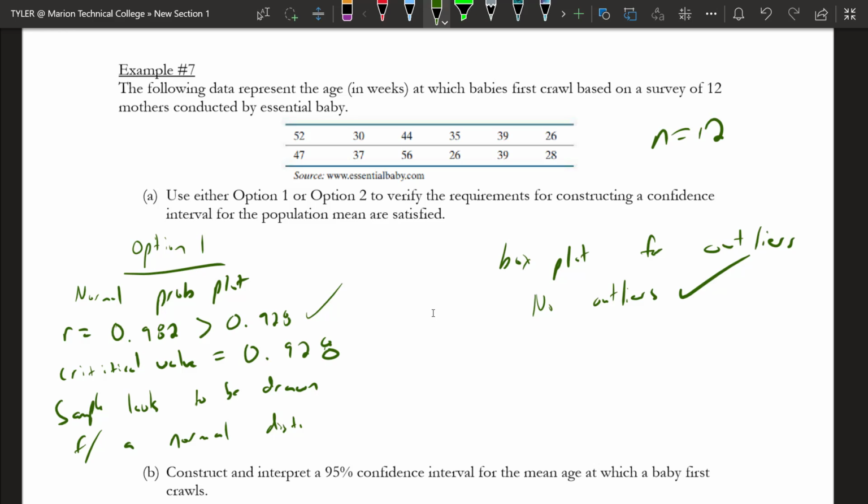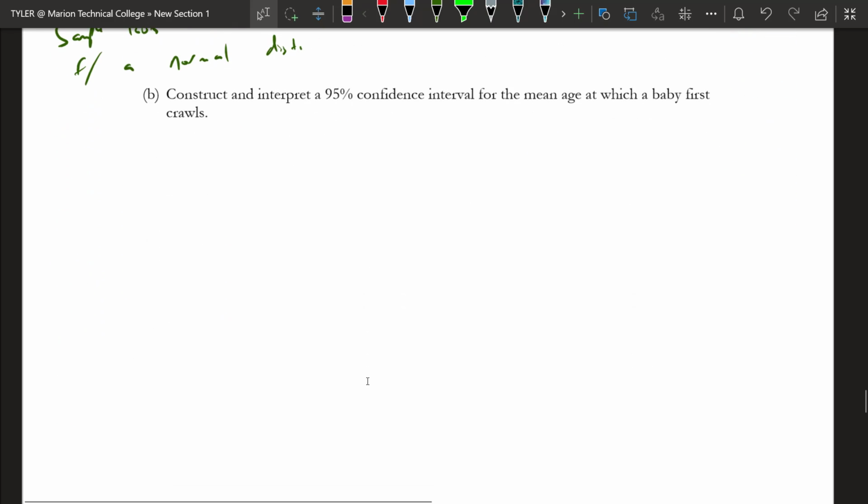So remember, we need the 3 conditions to be satisfied, but I talked through the other 2 conditions and why that makes sense, that those are going to be okay, right? So then the next thing that we need to do is construct and interpret a 95% confidence interval for the mean age at which a baby first crawls. So I've done it a lot by hand and by StatCrunch. So I think for part B here, well, I'll go ahead and show you both ways, right?